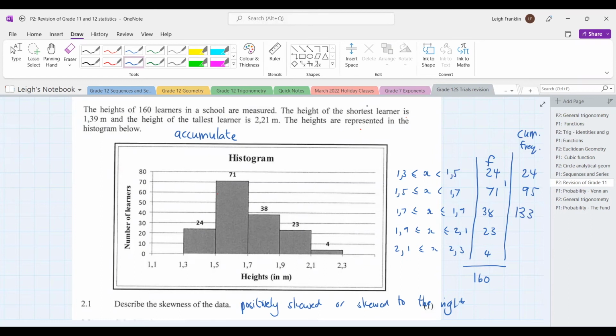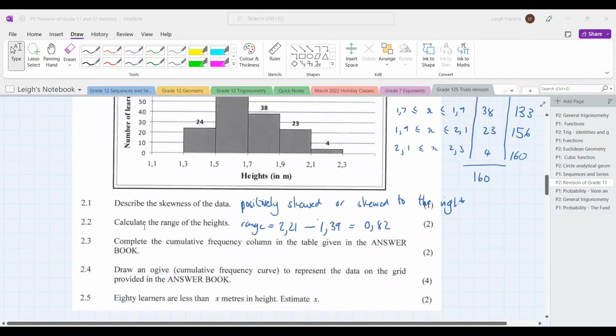Okay, now add 23. What do you get? That's it. And now what happens when you add the 4? Okay, exactly. All right, we get back to 160. So we have to get back to our total. There we go. Right, so they would have given you a table that was typed, not like the one I've just drawn here, and you would have had to fill in that cumulative frequency column.